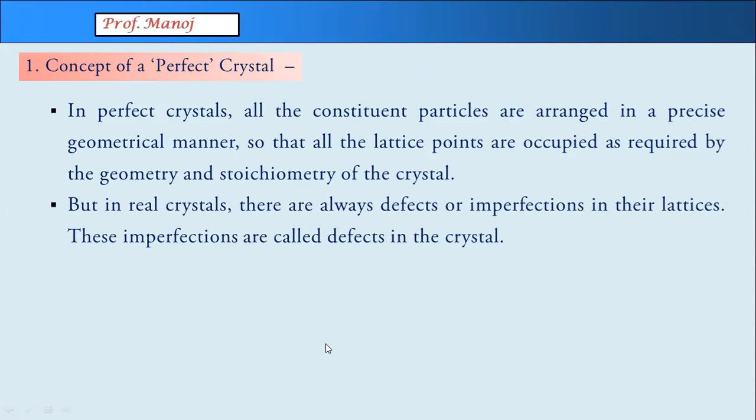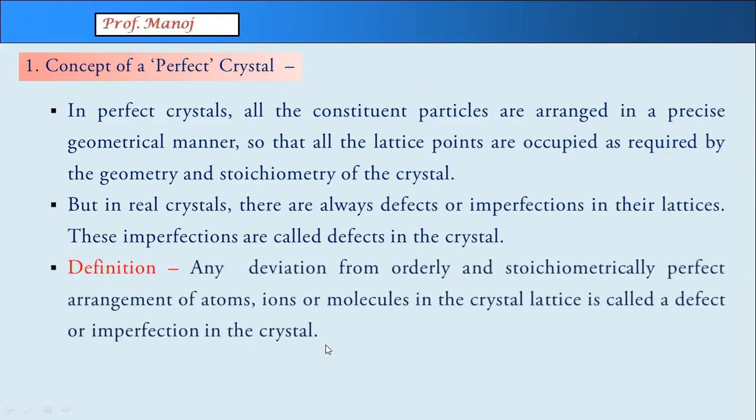What we have in reality is called crystal with defects. That means exact lattice points won't be covered over there. There will be imperfections. So any deviation from the orderly pattern or stoichiometry of the arrangement of atoms is called a defect or imperfection. Any doubt so far? Go through this paragraph. Everything all right?